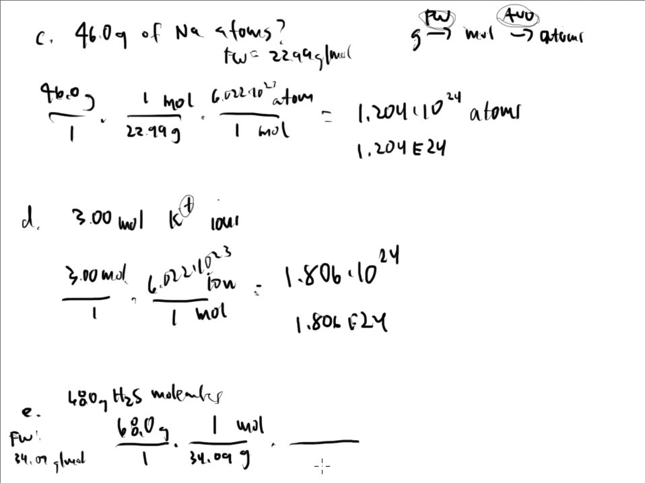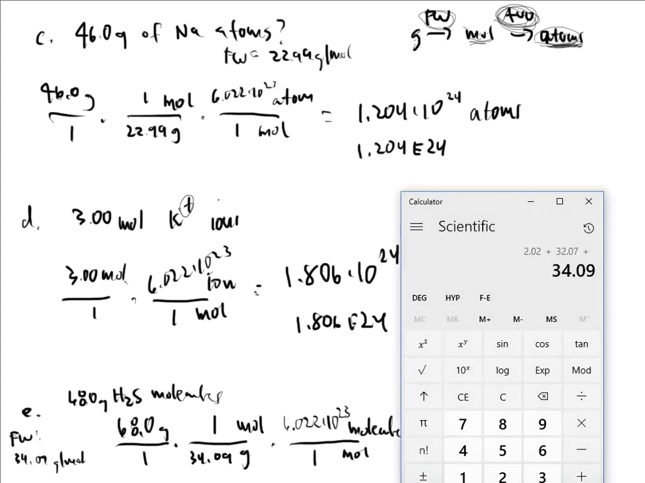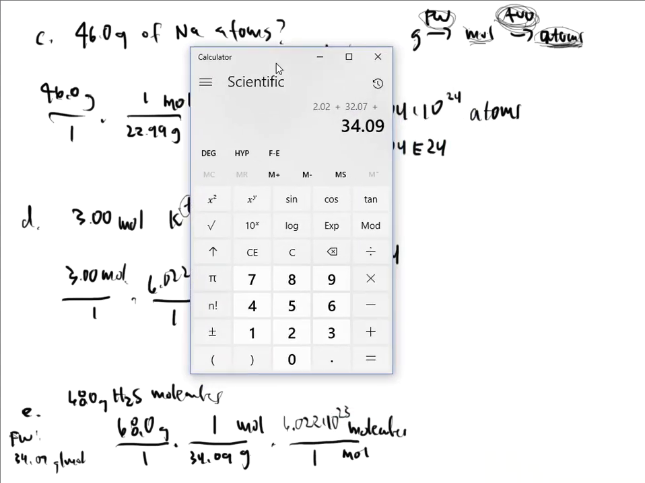Now I can't stop there because we want molecules, right? So mole on top, mole on the bottom, and I need to get to molecules here. Well, once I'm in mole, I can go to atoms or molecules or ions or whatever I need as long as I know Avogadro's number. So in 1 mole of anything, there's 6.022 times 10 to the 23rd. So I'm going to bring in the calculator and we'll do this one last problem.